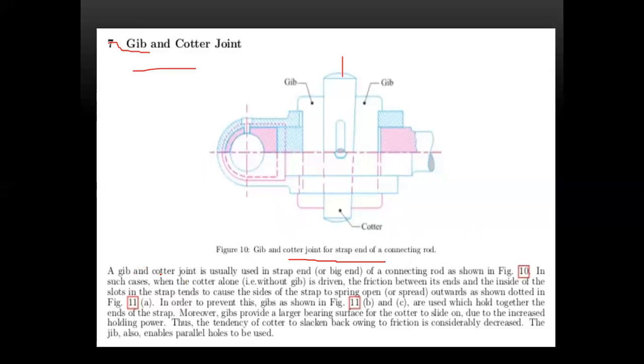A gib and quarter joint is usually used in the strap end of the connecting rod, as shown in the figure. Here the quarter alone is driven; friction between the ends of the distance pieces prevents them from moving, which hold together the ends of the strap. Thus, the tendency of the quarter to slacken back owing to friction is considerably decreased. The gib also enables parallel holes to be used.